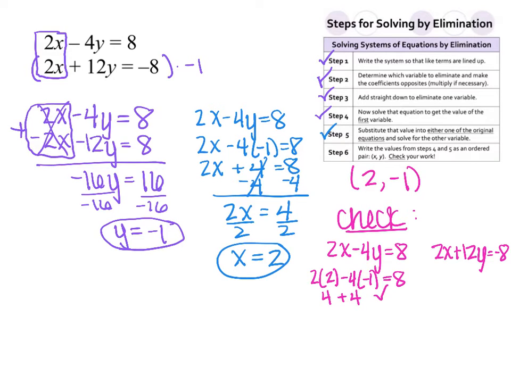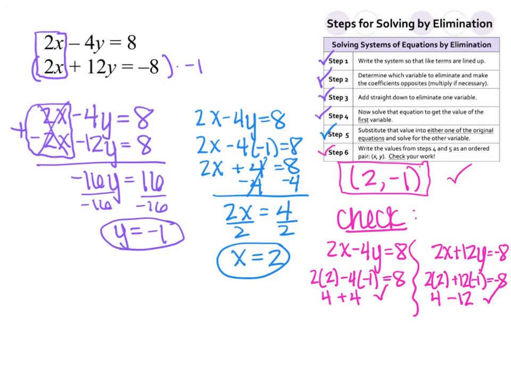And in my second one, 2 times 2 plus 12 times negative 1. Does that equal negative 8? Well, 2 times 2 is 4, and a positive times a negative is a negative. 12 times 1 is 12. Is 4 minus 12 negative 8? Yes, it is. That means that I am confident that my answer is the correct answer. I'm going to put a box around it and a check mark next to it.